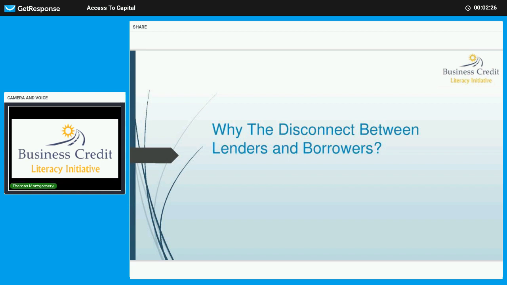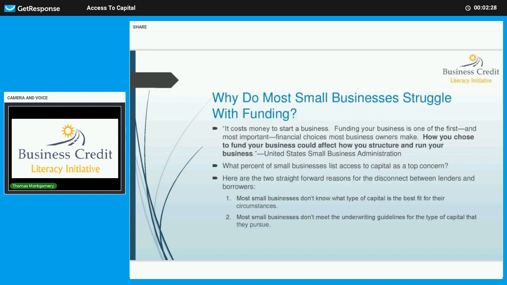So why is there a disconnect between lenders and borrowers? Let's start with this first quote I really like. It's actually off of the SBA website. It costs money to start a business. Funding your business is one of the first and most important financial choices most business owners will make. How you choose to fund your business could affect how you structure and run your business. And that means a lot.